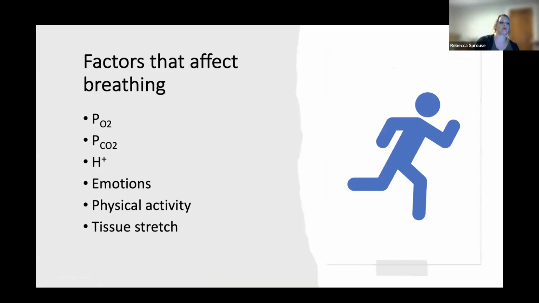Now, factors that affect breathing: what your partial pressure of oxygen is, what your partial pressure of carbon dioxide is, and that's atmospheric or in your body or both. Your concentration of hydrogen ions, we're going to get to that. What emotional state you're in, are you stressed, right? Is your body going through fight or flight? Physical activity, the more physical activity you have, the more demands your body has for oxygen intake and carbon dioxide exhalation. And how far your tissue is stretching. If your lungs are stretching too far, right, your body will bring that back to normal and decrease your breathing.